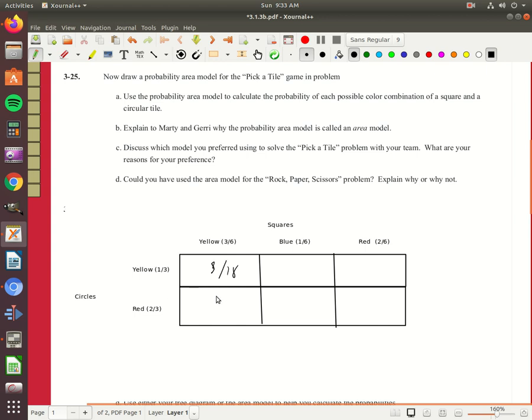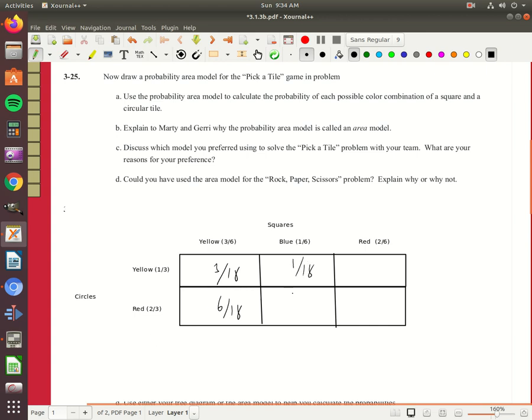To get a yellow red, it is a 6 out of 18 chance. And I noticed I didn't actually go to all this trouble for the area model. So I apologize, but I only figured out the odds of winning on that. So here, it's a 1 out of 18.